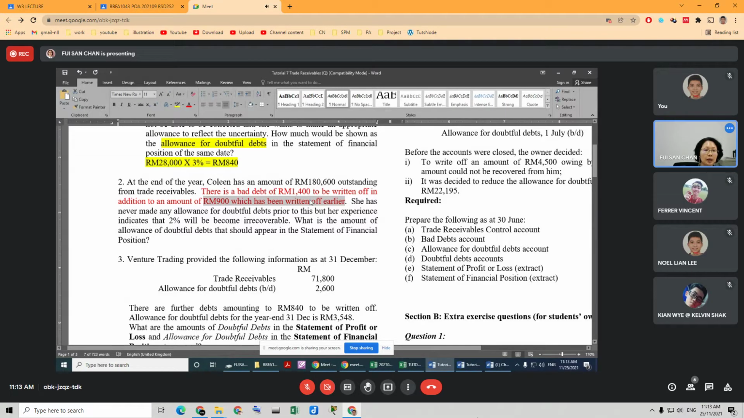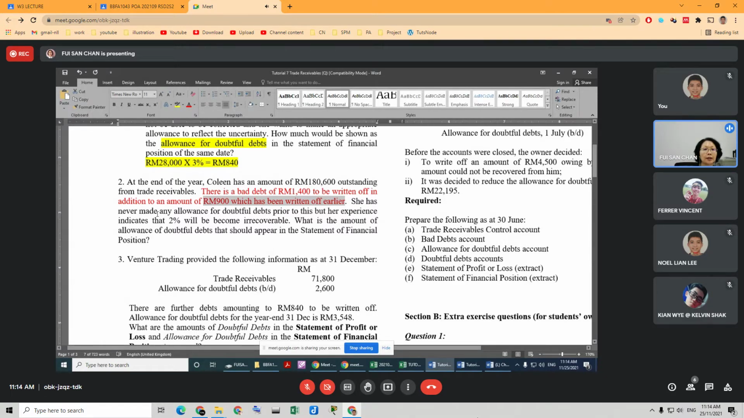So my first question is, how much is your total bad debts? 2,300. Yes, in total, our bad debt is 2,300, right? So earlier on 900 already deducted from trade receivable. Now we have additional 1,004. So in total bad debt is 2,003, correct?